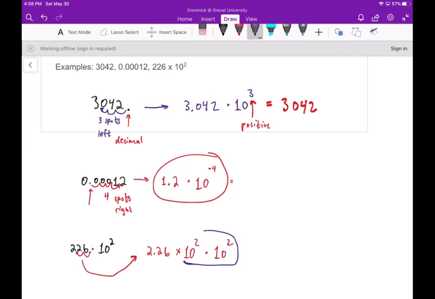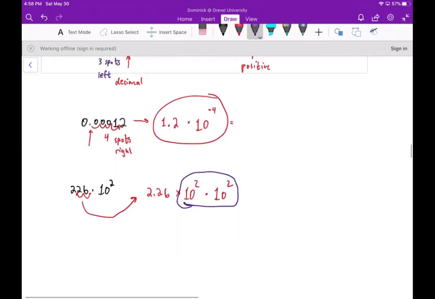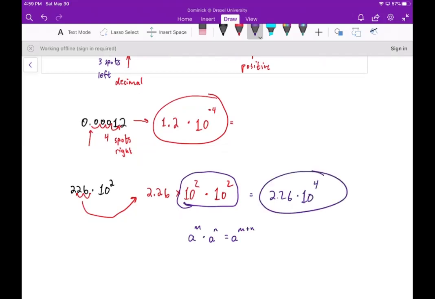So I need to combine these two somehow. If you remember your rules for exponents, if you multiply two things together that have the same base, we add their exponents. So this is going to become 2.26 times 10 to the 2 plus 2, which is 10 to the 4th. All right, so that's that example.